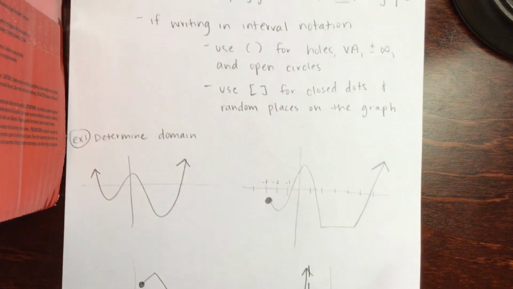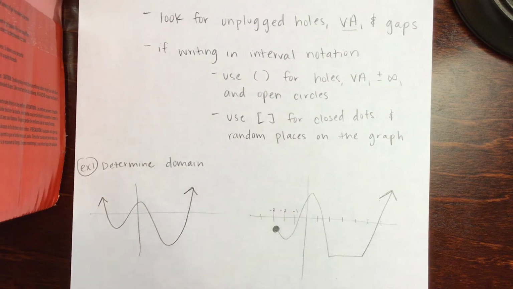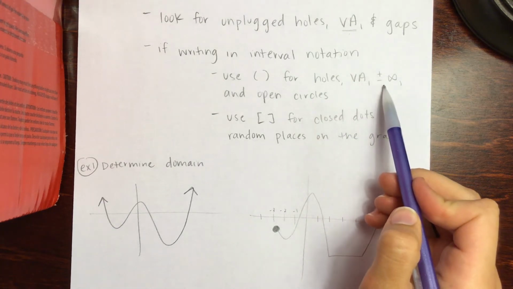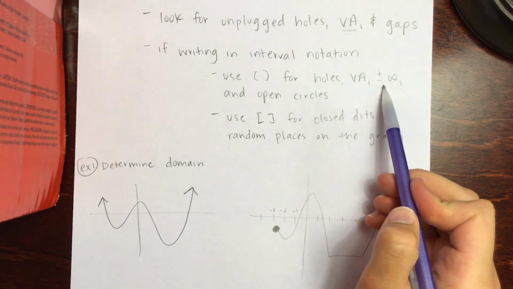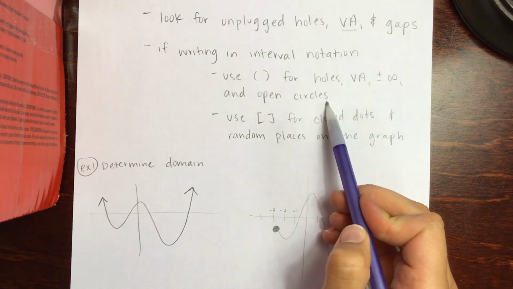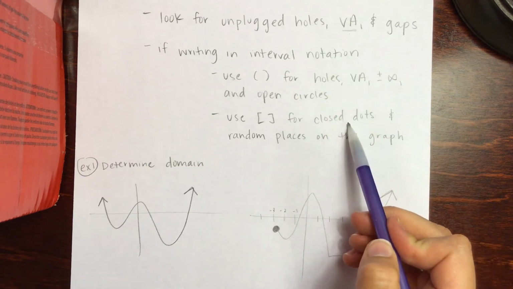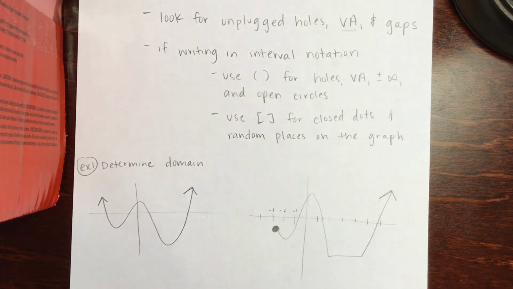When we write our domain for graphs, most of the time I want you to write it in interval notation. You will use parentheses if you have a hole, if you have a vertical asymptote, anytime you have infinity, which would be arrows on your endpoints left and right, and if you have an open circle. The only time you're going to use brackets for domain is if you see a closed dot on the endpoint specifically. So let's talk about domain.